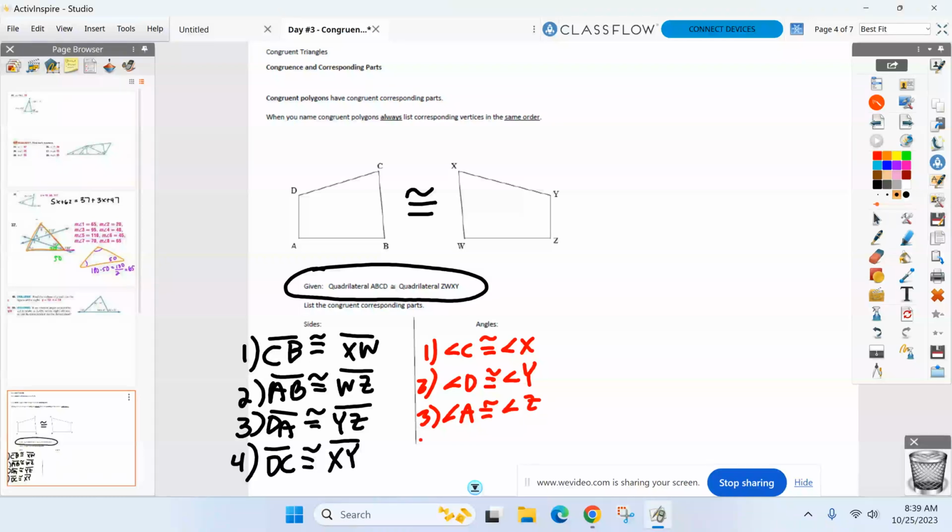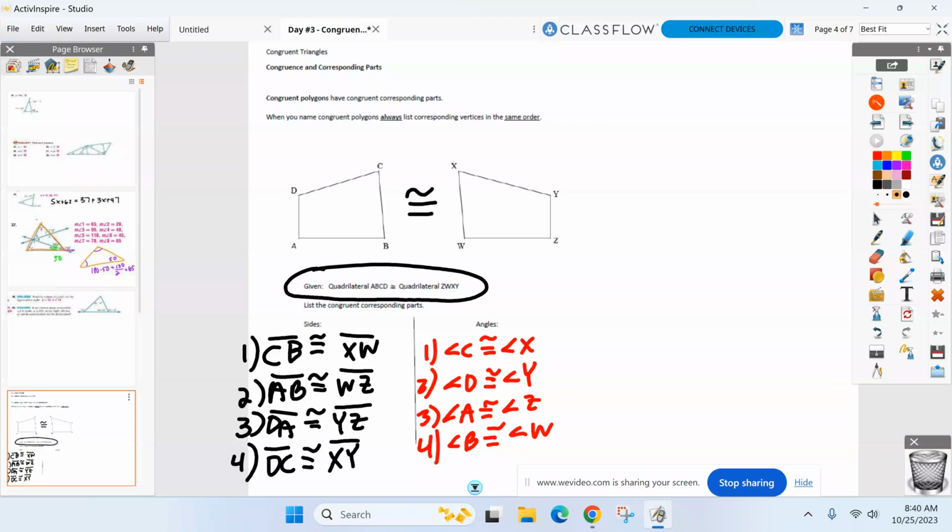I'm not going to call in anybody else. Process of elimination. Angle B corresponds with angle W. So is everybody starting to see? If I know two figures are congruent, all sides and all angles that correspond are congruent.